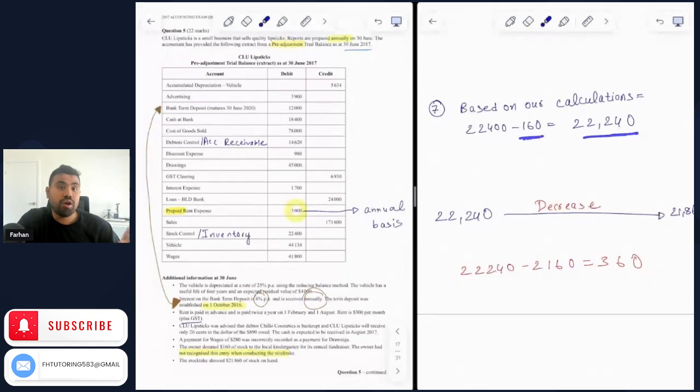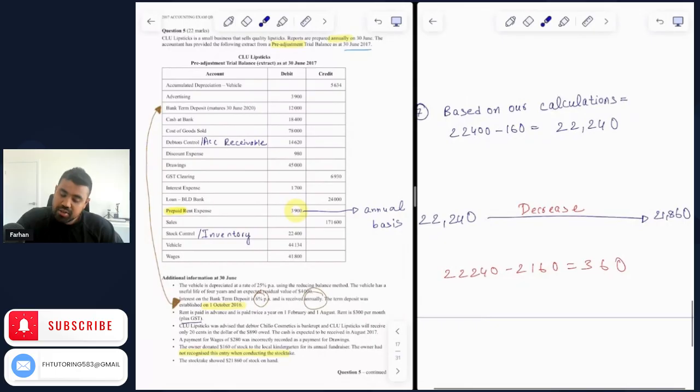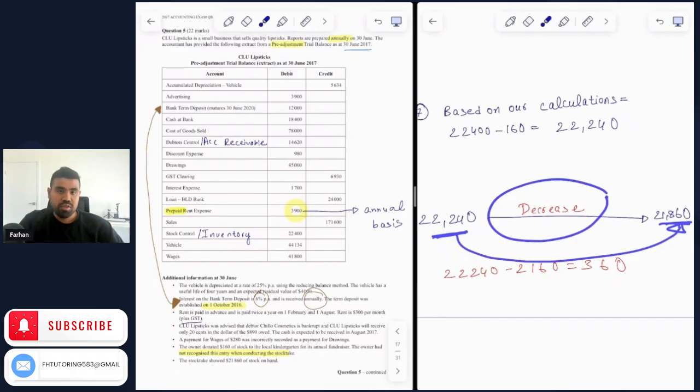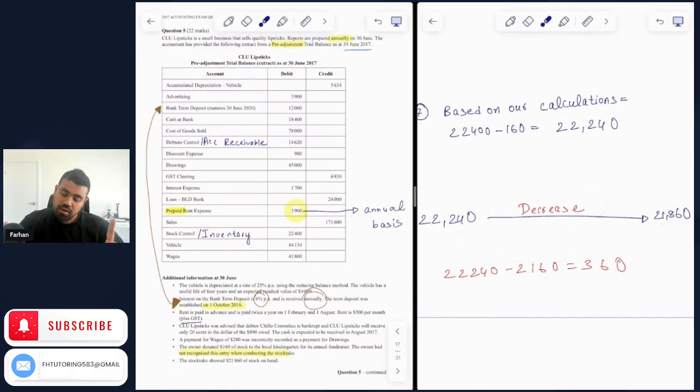And this is only based on our calculations. But the stock take says that we actually have $21,860. If you are manually counting by hand, that is the more accurate figure. So based on our calculations, we have 22,240, and based on the stock take, we know that we have $21,860. This means now we have to reduce the inventory that we have reported within the books, and the amount that we're going to reduce is simply $360.